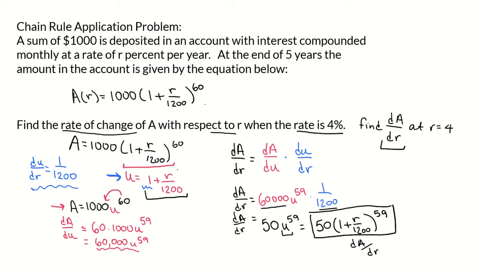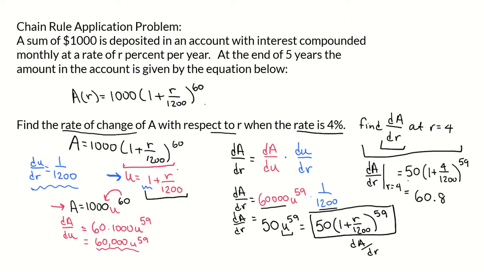But now we want that equation evaluated at a certain point. So recall what we're trying to find. We want to find dA dr evaluated at r equals 4. And that really just means plugging in 4 for r into this equation. We're going to write that as dA dr with a long bar to show we're evaluating it at r equals 4. That's going to be equal to 50 times 1 plus 4 over 1200 to the 59th power. Calculating this, we get 60.85. We're going to round to 2 decimal places because we're talking about an amount of money.